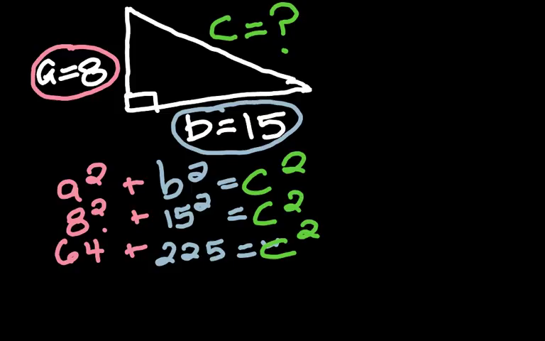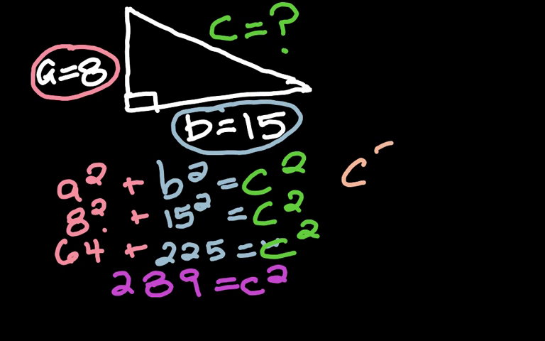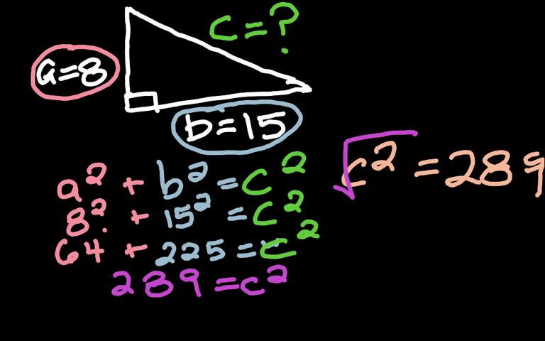So now, moving on to our final calculation, we're going to say 64 plus 225 is 289 equals C squared. So I want you to now think about what happens next. So I'm actually going to write it over here. C squared equals 289. So you're going to take the square root of both sides, and you're going to get C equals, take the square root, 17.